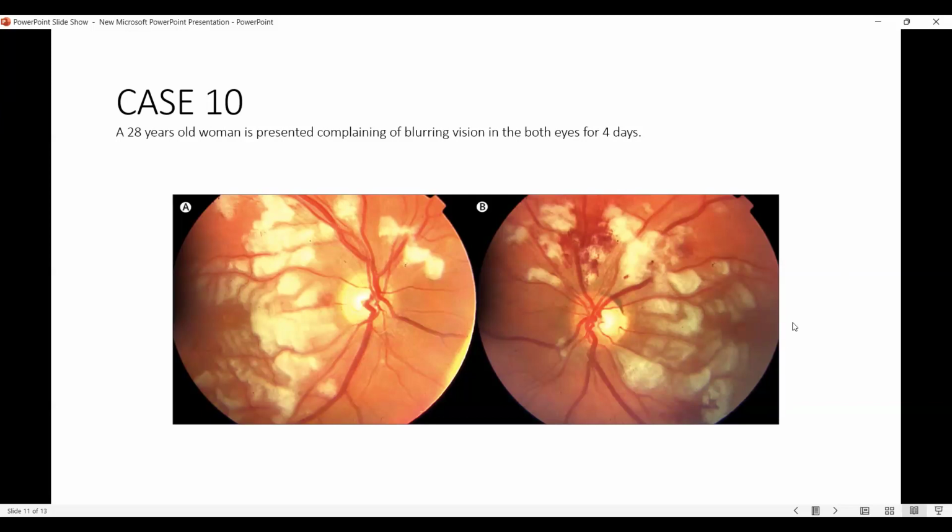Okay, then management wise, if the visual loss is mild, then we can observe. Or if there's severe vision loss, especially from trauma, then we can consider high dose intravenous steroid. Otherwise, if there is a known underlying cause, we can treat that cause accordingly. Okay, thank you. It's Purtscher retinopathy.